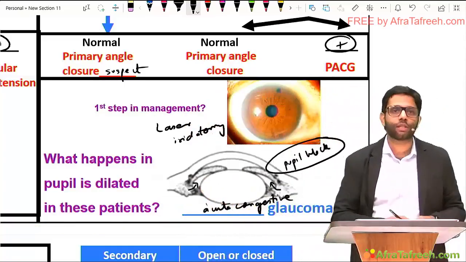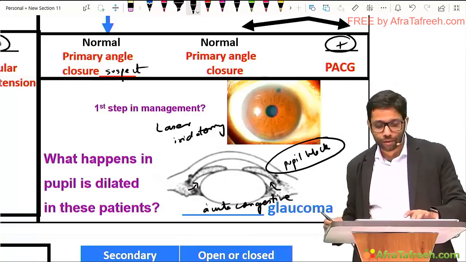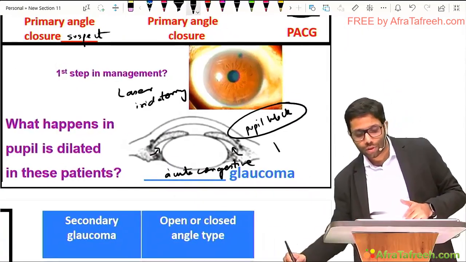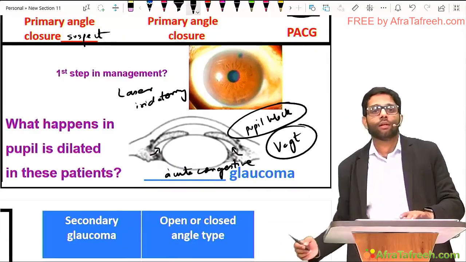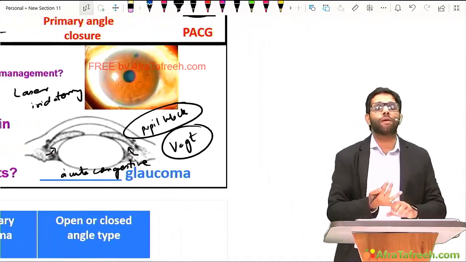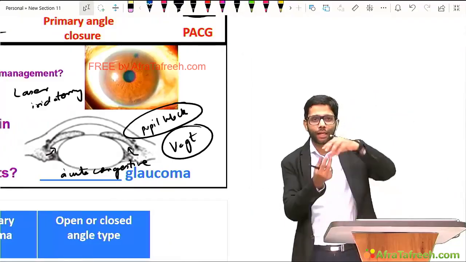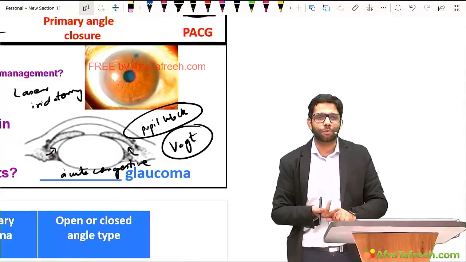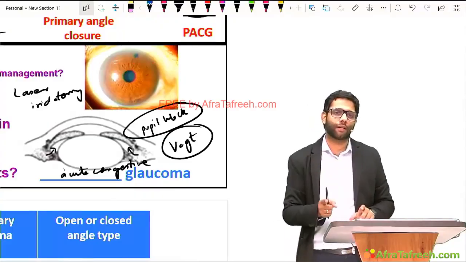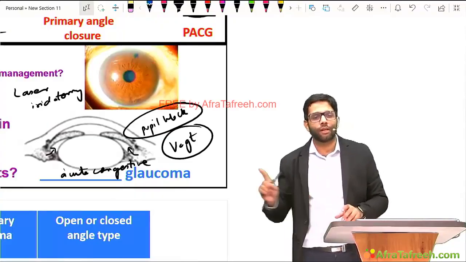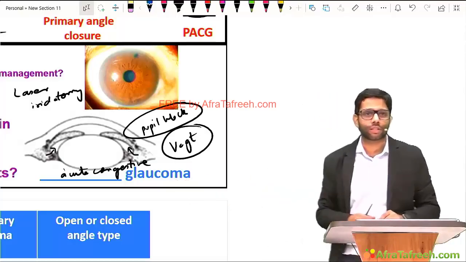In acute congestive glaucoma, there is a triad. What triad? Vogt's triad. Quickly, I will just revise: iris pigment dispersion, a vertically mid-dilated pupil, and glaukomflecken, that is lens epithelial infarction. Vogt's triad is seen in acute congestive glaucoma.